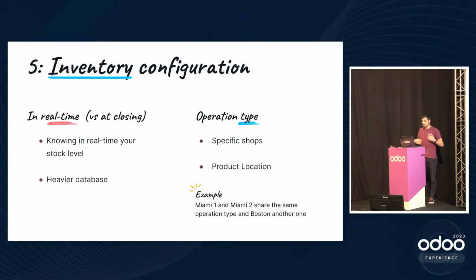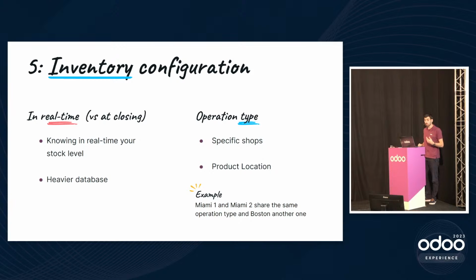Of course, there is pros and cons for the real time. The pro, of course, is you know your stock level in real time, so super interesting. But sometimes the database can be a bit heavier. So you choose what you want, but of course there is also best practice that we can recommend to you to manage this. You need to be in debug mode to click and to select the inventory configuration that you want. And now let's talk about operation types.